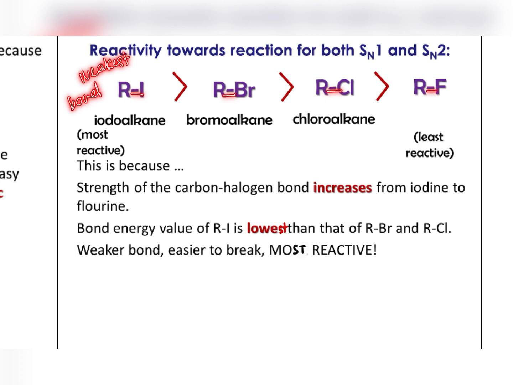Okay, so when it is the weakest bond, that means bond energy that we need to break the bond between carbon dengan halogen, which is in this case your iodine, it is the lowest compared to the others. Therefore, the weaker the bond, the easier to break. Therefore, iodoalkane is the most reactive compared to others. And normally dalam kamu punya reaction in your syllabus, kita hanya akan deal with bromoalkane and chloroalkane sahaja.